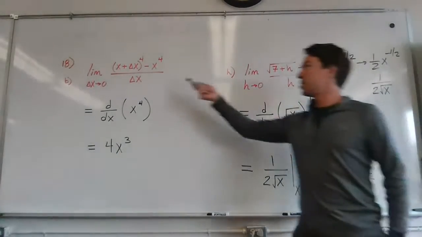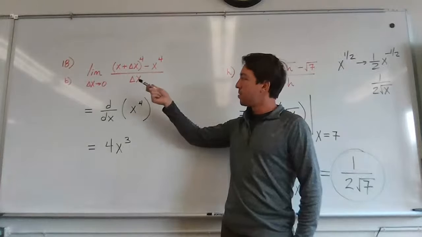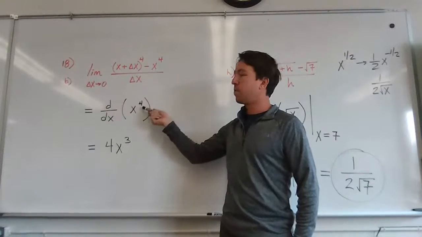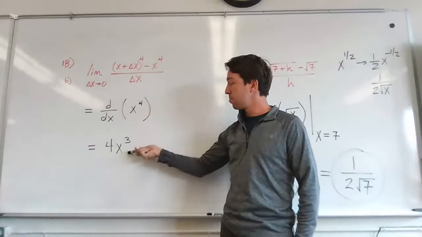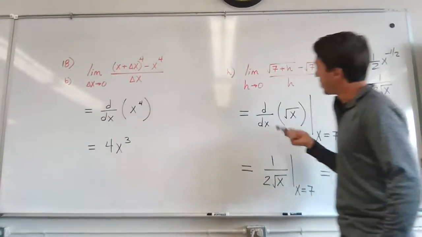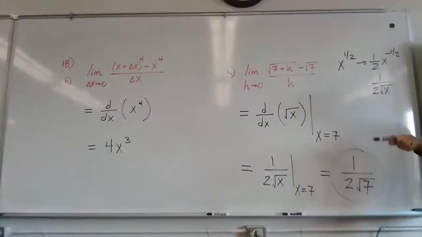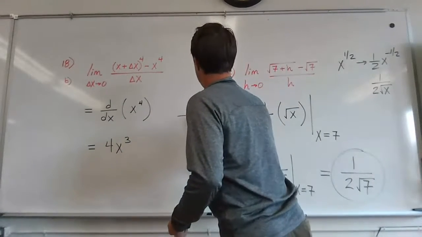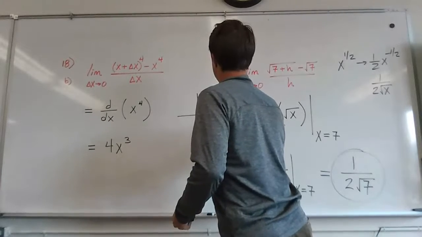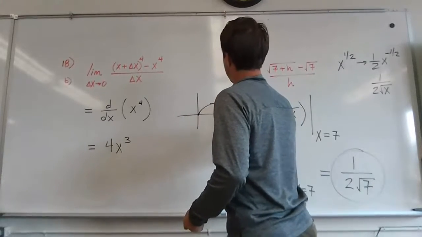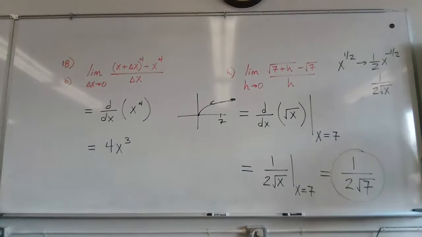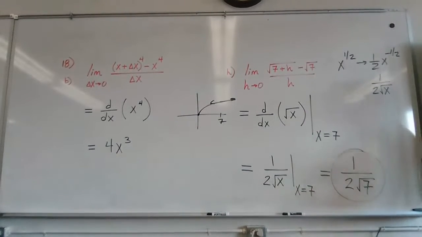So sometimes the limit is describing, just to recap, the derivative of the function x to the fourth, and the answer to that is 4x to the third. Whereas this is saying, basically, what's the slope of the tangent line of the root x function when you're over here at 7? That's what it's asking. How steep is that tangent line over there at x equals 7? The answer to that is 1 over 2 root 7.